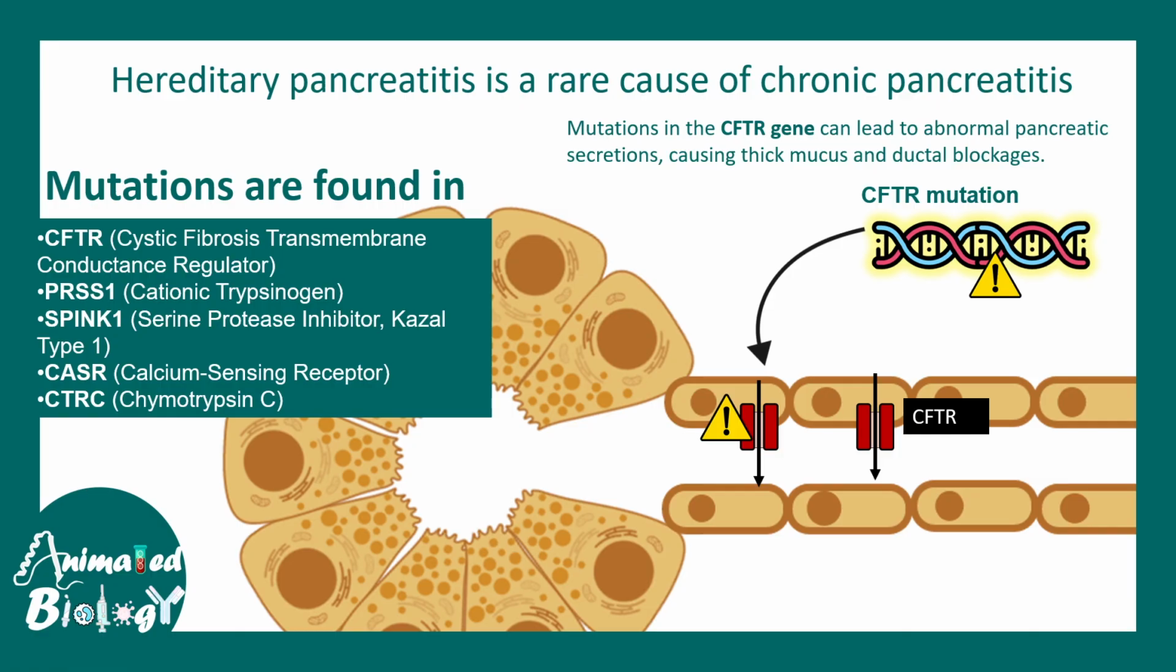For example, PRSS1, which basically encodes for trypsinogen, is another gene which is often mutated in case of chronic pancreatitis. Similarly, SPINK1, which is a serine protease inhibitor, also CASR, which is a calcium sensing receptor, etc., can also lead to or could be the underlying cause of chronic pancreatitis.